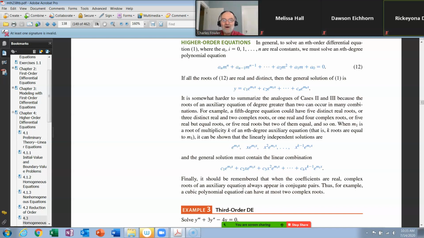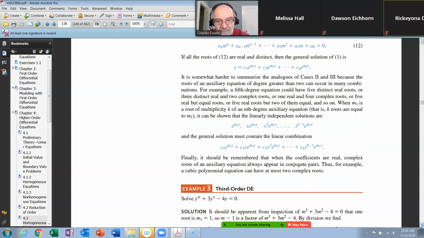But anyway, if you have any imaginary parts, they're always going to come out in conjugate pairs. And then for each conjugate pair, you can do your e to the alpha x times c1 cosine beta x plus c2 sine beta x. All right, so let's do a third order differential equation.